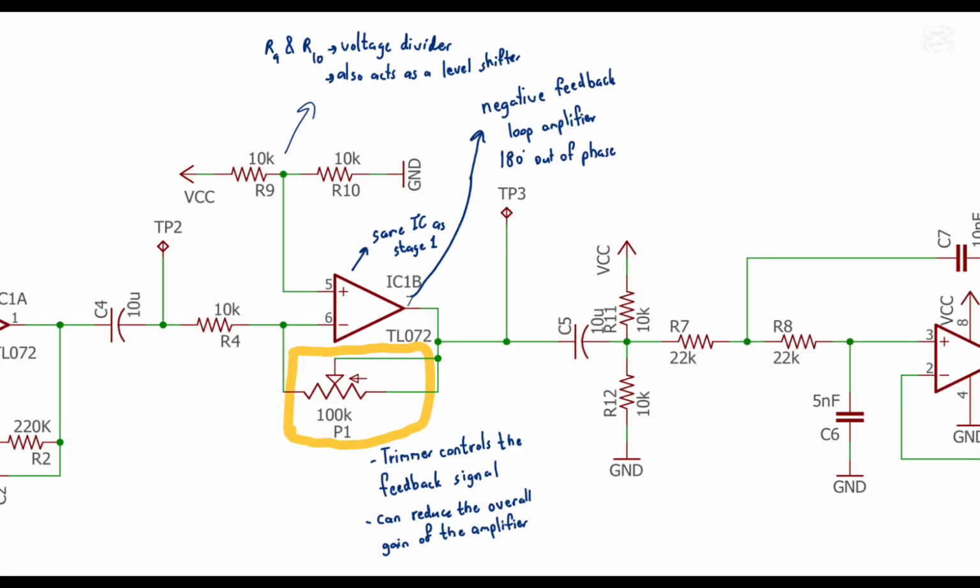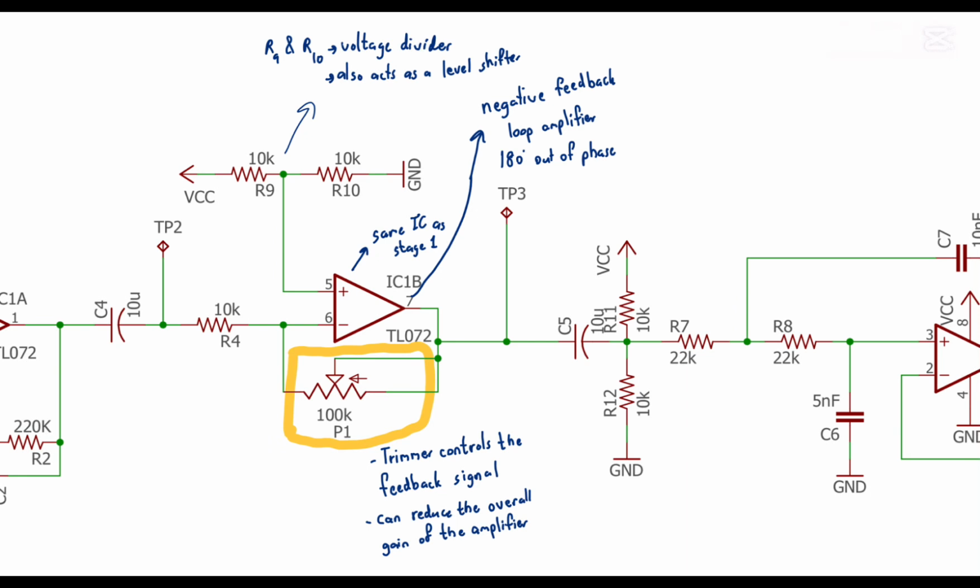Moving on to stage 2, the closed loop inverting amplifier. In this stage, we can see IC1B. They share the same IC as in stage 1, which is TL072. So it is a negative feedback loop amplifier, as we can see in the diagram. Negative feedback loop amplifier means a portion of the output voltage is fed back into the inverting input of the op-amp with a phase inversion, which is 180 degrees out of phase.